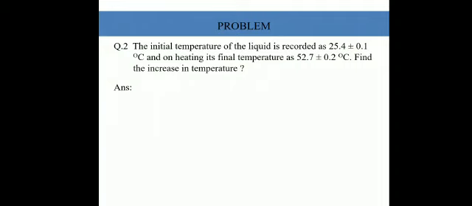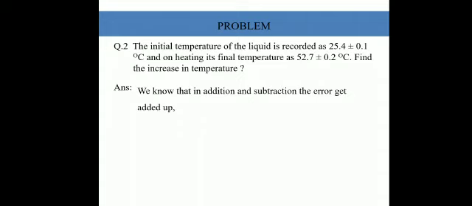We know if the initial value is 10 degrees Celsius and the final value is 50 degrees Celsius, we do the subtraction to obtain the change in temperature or the increase in temperature. The same we are going to do here. We know that in addition or subtraction the error gets added up. Always when there is addition or subtraction, the errors separately get added up. So here the increase in temperature is the final temperature minus the initial temperature, because the final temperature has an error of 0.1 and this has 0.1.